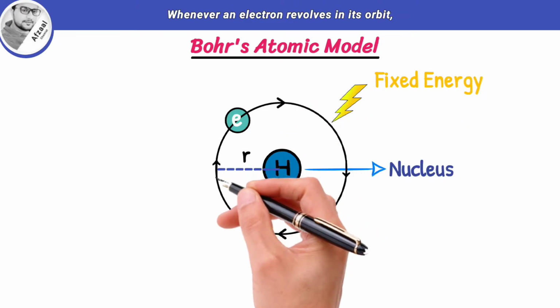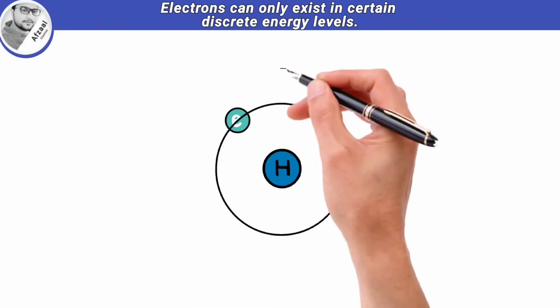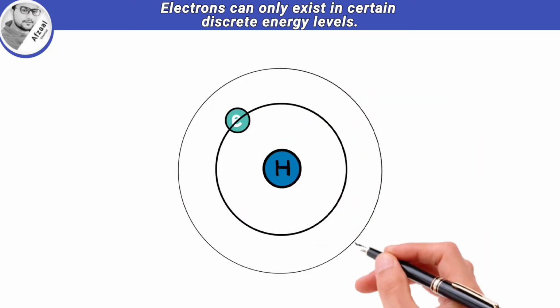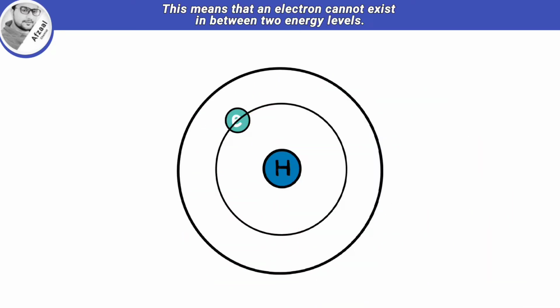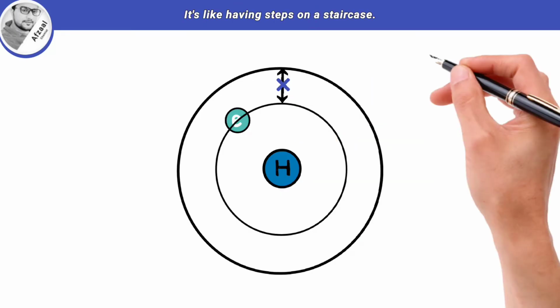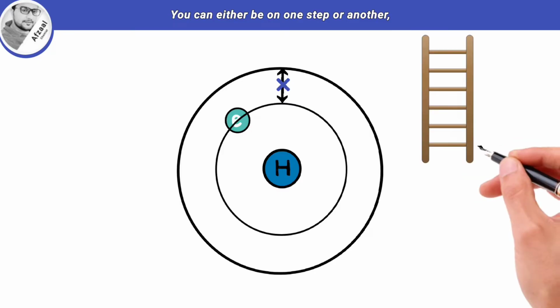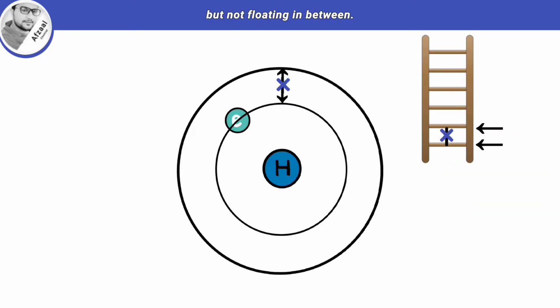Whenever an electron revolves in its orbit, it does not radiate or absorb energy. Electrons can only exist in certain discrete energy levels. This means that an electron cannot exist in between two energy levels. It's like having steps on a staircase. You can either be on one step or another, but not floating in between.